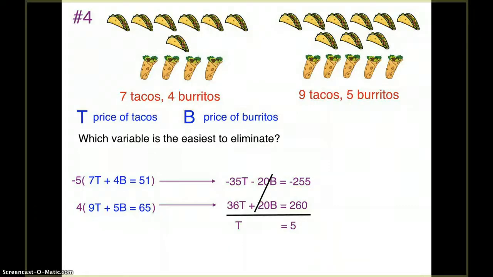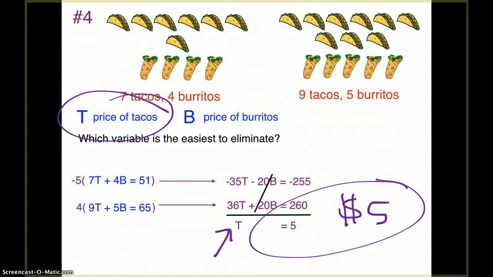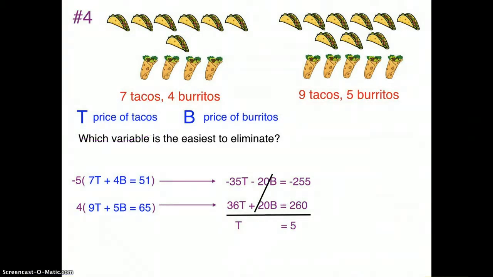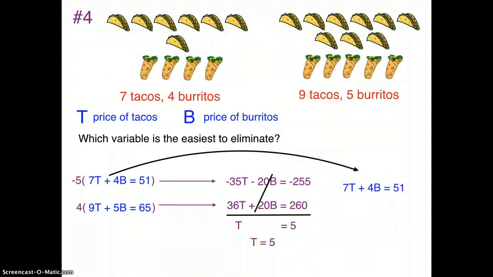If you remember, t is representing the price of tacos. So at this point I can say every single taco costs $5. From the statement t equals 5. But we're not done yet. We don't care just about tacos by itself. We want to know how much the burritos cost as well. So I'm going to have to continue on and substitute it into one of the two original equations. I'm going to plug in a 5 for t. I'm going to plug it into the first equation because the coefficients seem a little bit smaller and I think it will be easier for me.